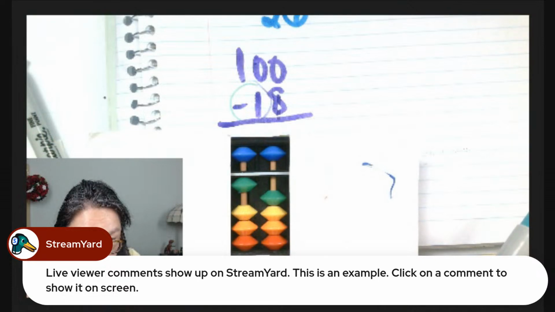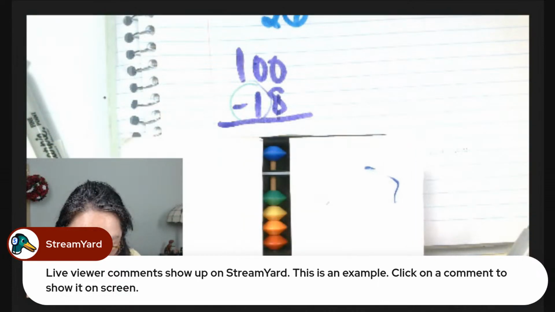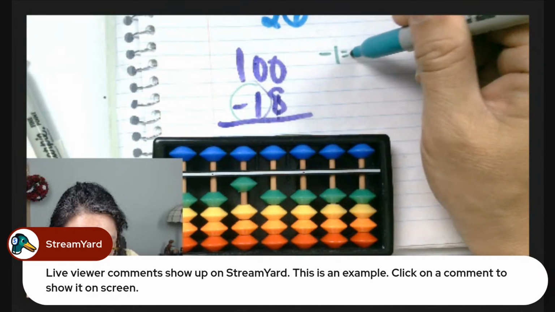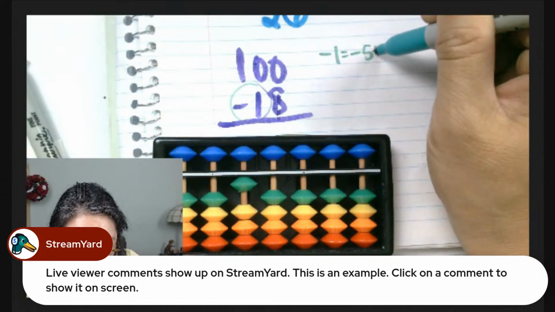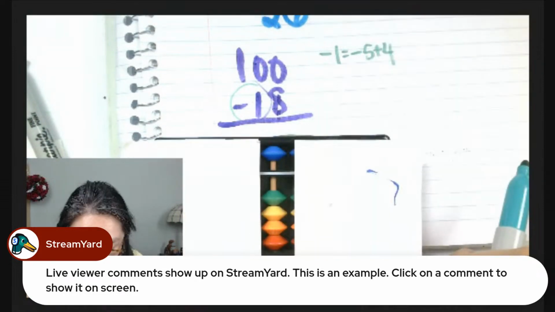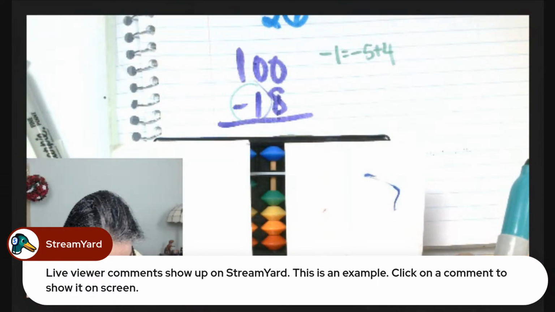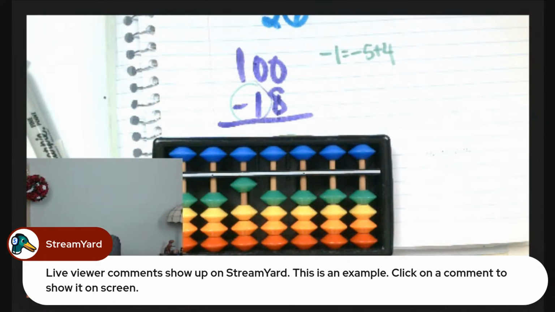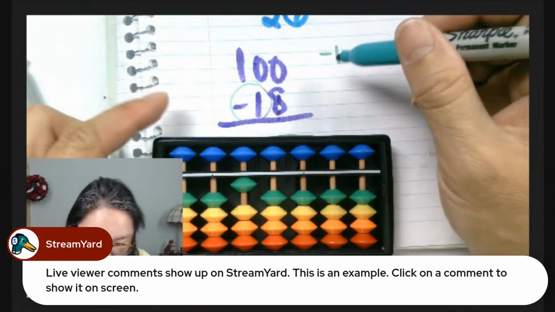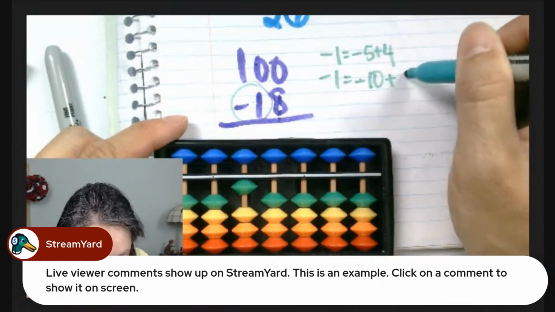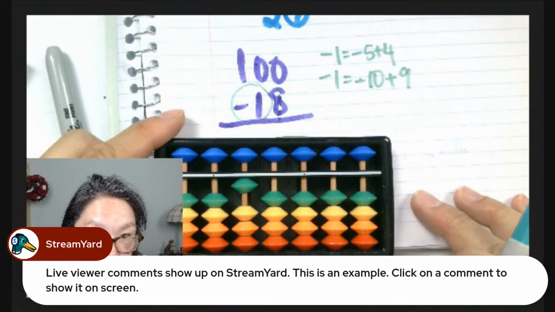plus the 9. Why? Because I can't do the 5. The 5: minus the 1 is equal to minus the 5 plus the 4. Do I have a 5 to work with? No. I don't have a 5 to work with, so I can't use it. So my next formula is minus the 1 is equal to minus the 10 plus the 9. So I'm going to minus the 10 and plus the 9.